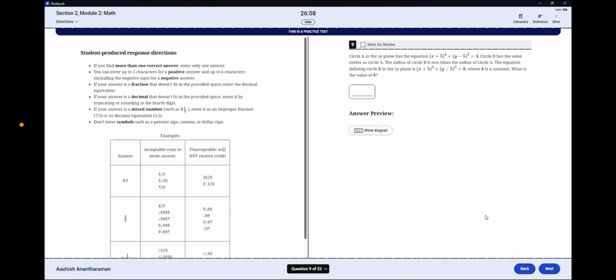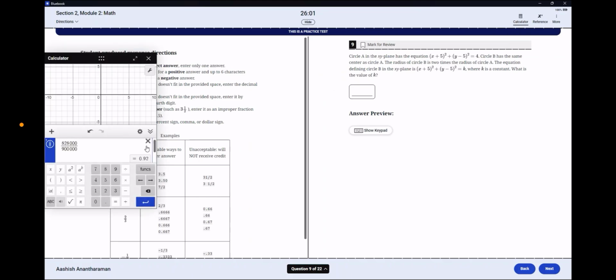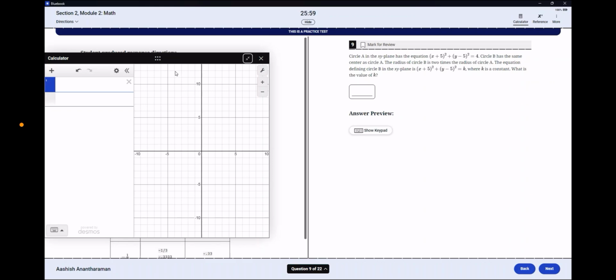So number 9. Circle A has this equation. Circle B has the same center. Okay, so we're already going to use Desmos here. And we're going to write down the equation for circle A. So this is the equation for circle A. B has the same center. So it's going to be this negative 2, 5. The radius of B is 2 times the radius of A.